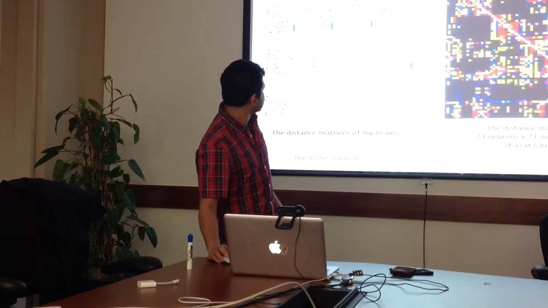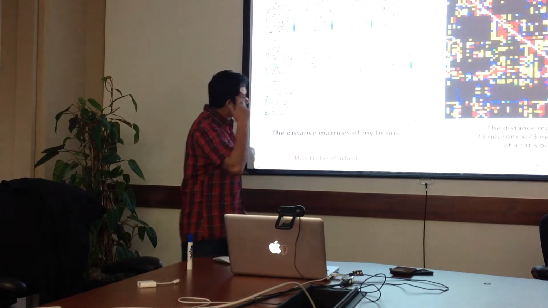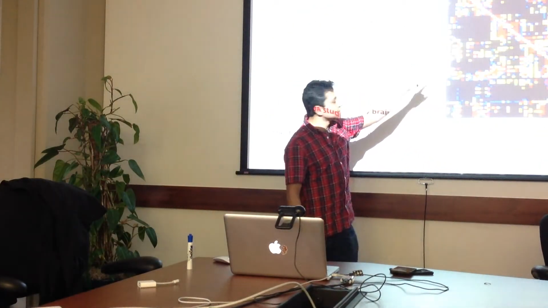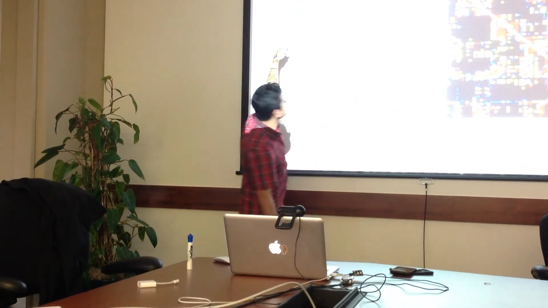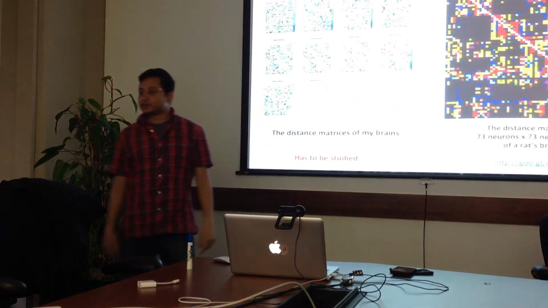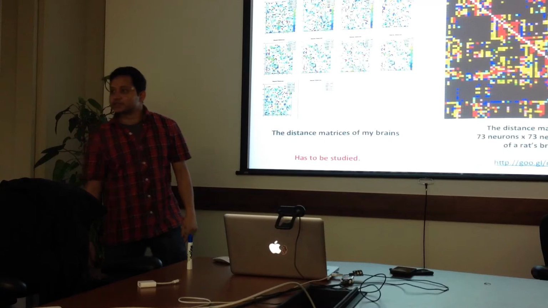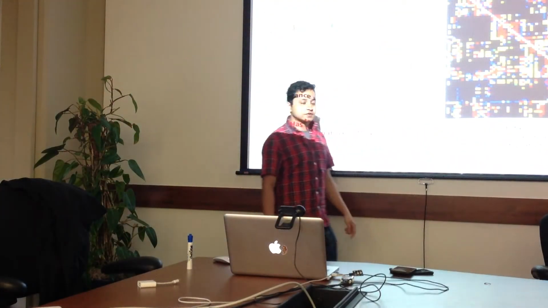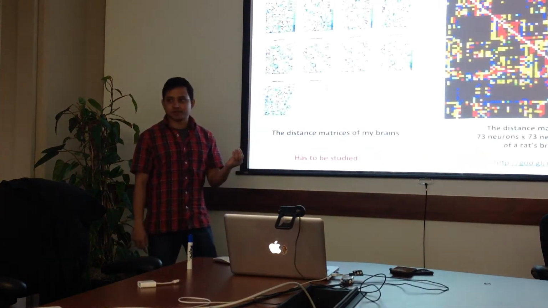But for example, this is again something I discovered yesterday: these people in neuroscience are now starting to make distance maps, just like I had distance maps. Is it the analogy of a recurrence plot? Yes, this is experimental from a rat brain. A 73 neurons by 73 neurons slice of a rat brain.